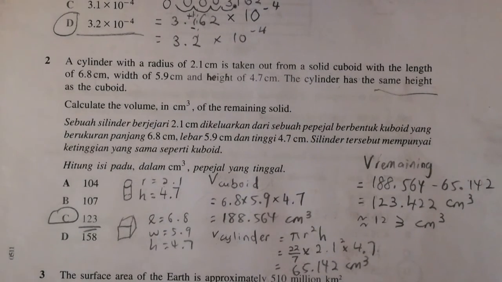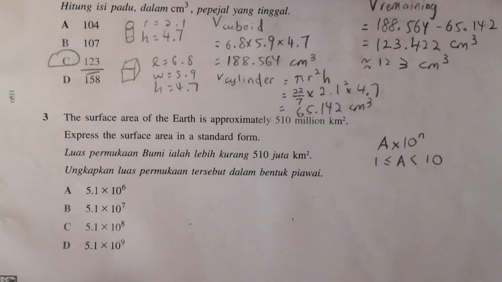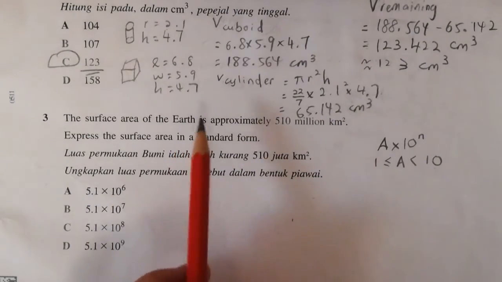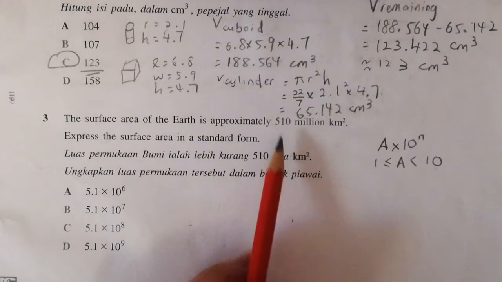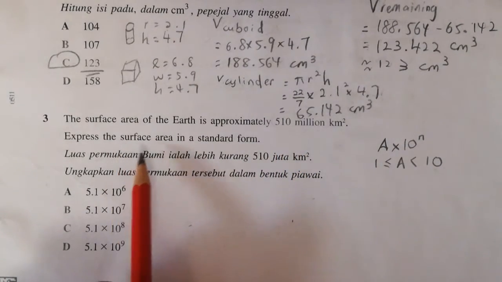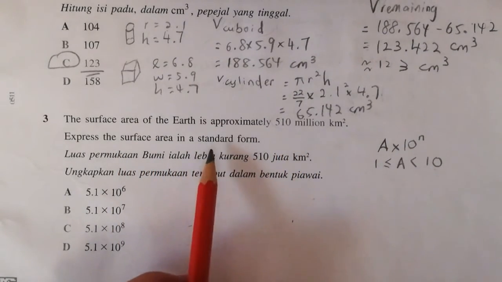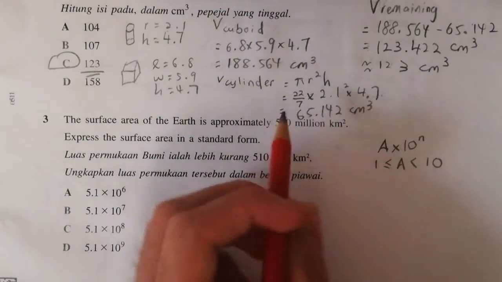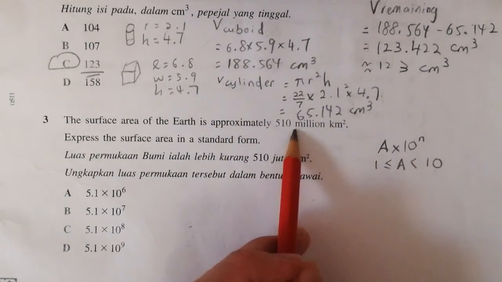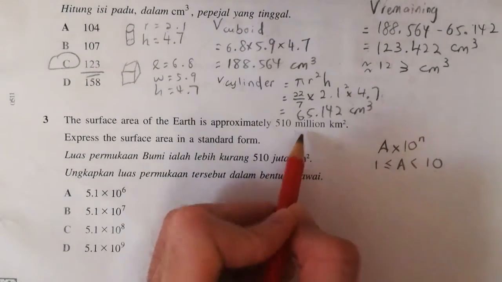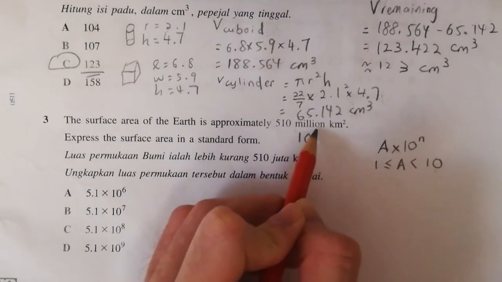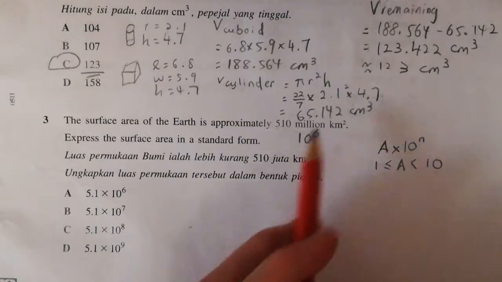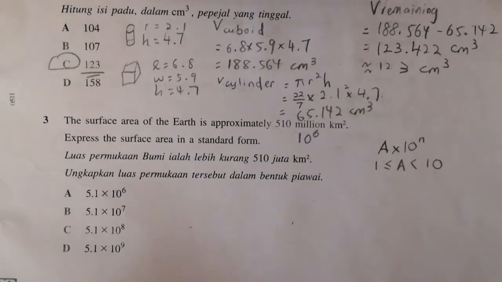Alright, let's move on to question 3. The surface area of the Earth is approximately 510 million kilometers square. Express the surface area in standard form. Now this is another standard form question, so I'll go through very quickly. If you know that million has 6 zeros, therefore I can call it 10 to the power of 6. Why power 6? Because it has 6 zeros.